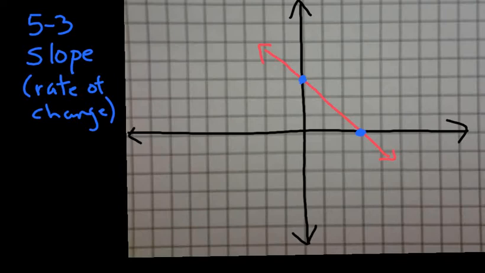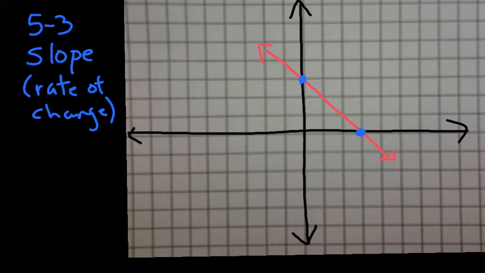Alright, 5-3, slope. Slope is also sort of called rate of change. It means how steep something is, or what's the rate that it's changing. Is it going up 5 and over 3, and up 5 and over 3? Or is it going up 1 and over 1, up 1 over? What's the rate? What's the slope?